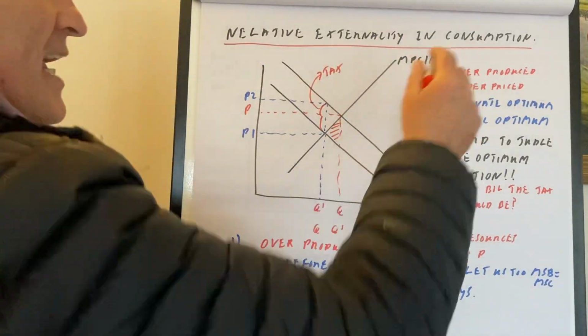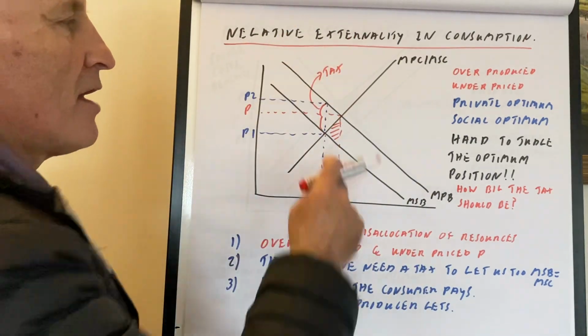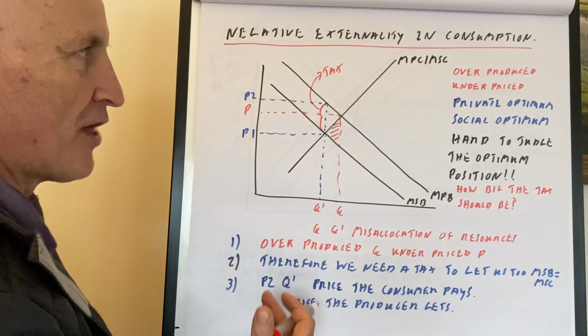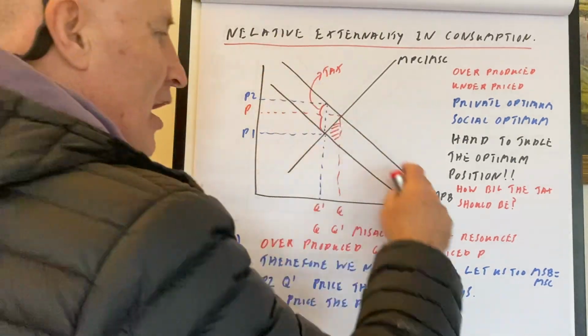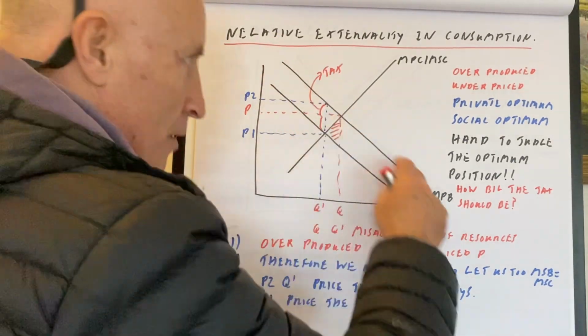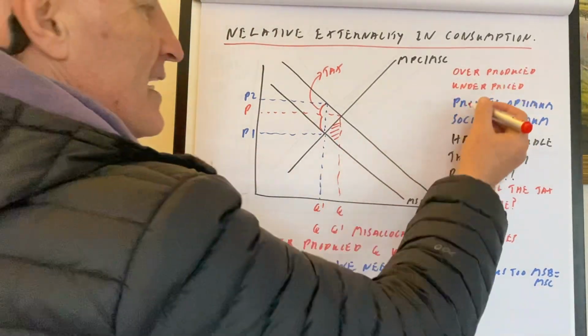Negative externality in consumption. Negative externality in consumption is where we have the MPB line here, and below that we have the MSB line. Remember, if it ever says consumption, the only line that you'll be, in a sense, moving will be the demand line over here. So here the good is overproduced and it is underpriced.